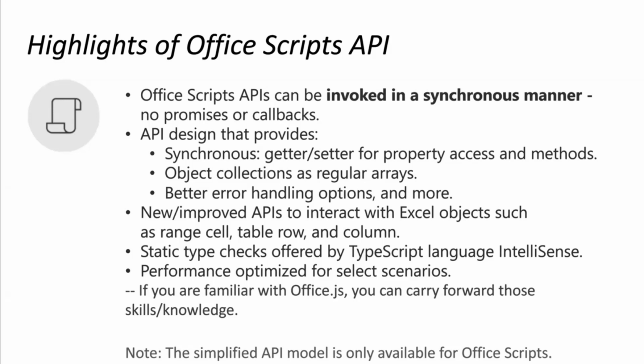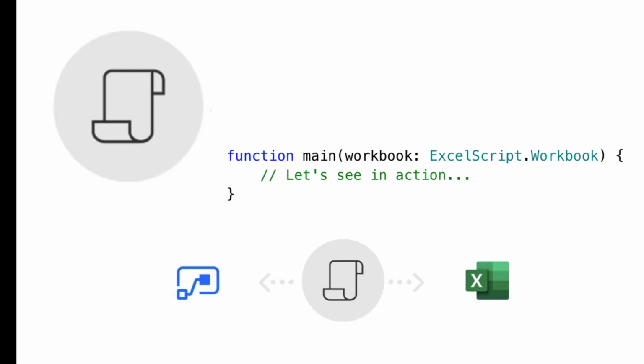So in terms of the naming conventions, the object model matches very closely. And I'll talk about this towards the end of the presentation a little bit more. And just to clarify, before I show what the code looks like, this simplified API model is only available in Office scripts, and it is not part of the add-in surface. So with that, I'll showcase the actual scripts. So let's look at how the actual API surface looks.